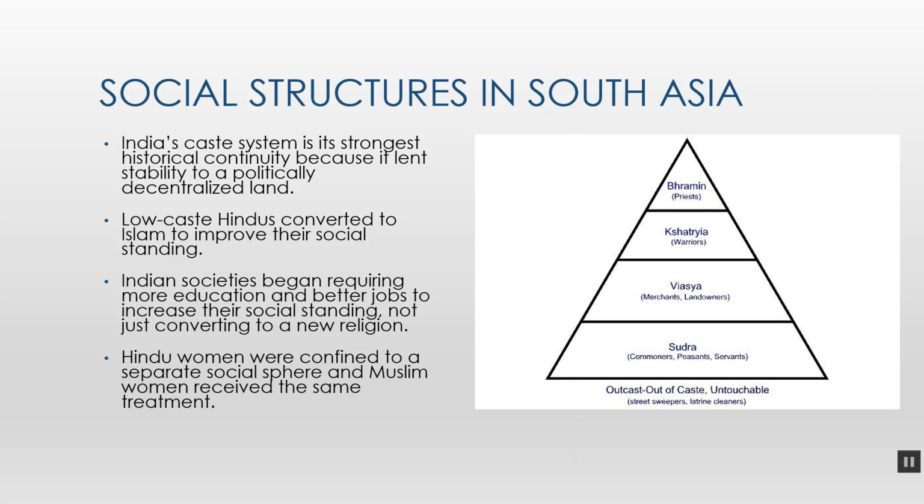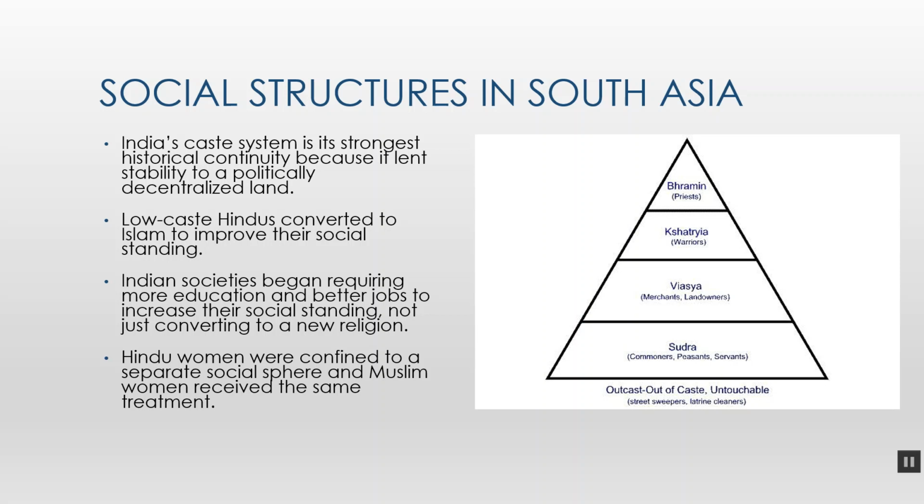Low caste Hindus converted to Islam. Indian societies began requiring more education and better jobs to increase their social standing, not just converting to new religions. So some people would convert to Islam because they're trying to increase their social standing, but eventually societies in India realized, okay, we know what you're doing, so now if you still have a crappy job, then you're still stuck in the Shudra or the Vaishya. So it didn't just have to do with religion, it had to do with your occupation and your job and your contribution to the community that also determined where you were in society on the caste system.